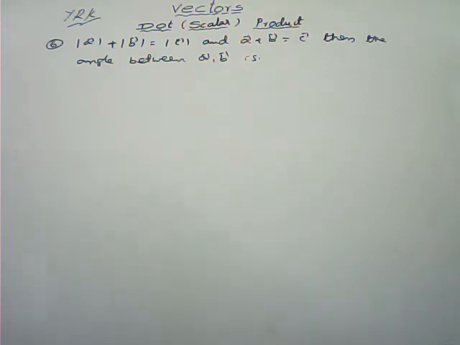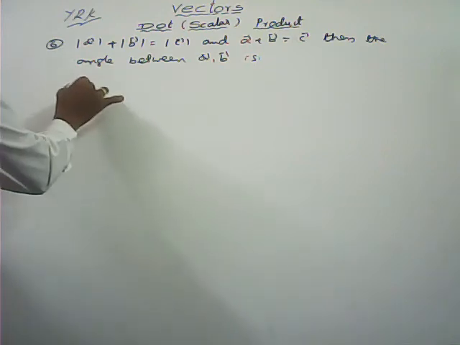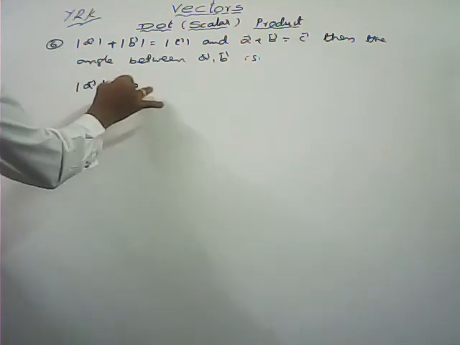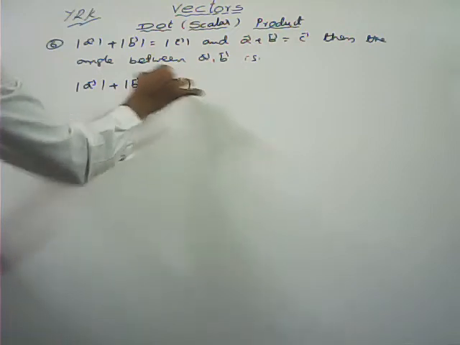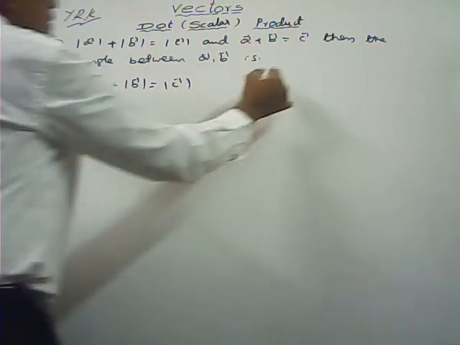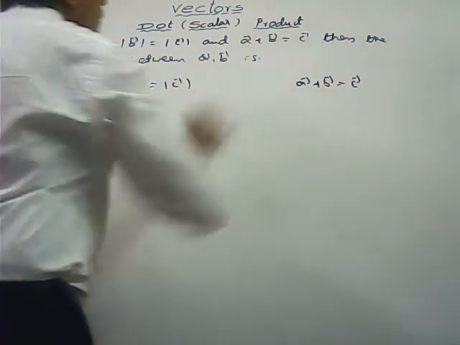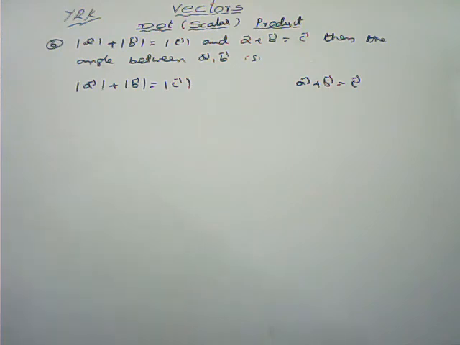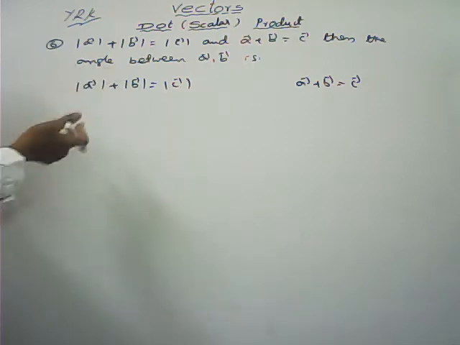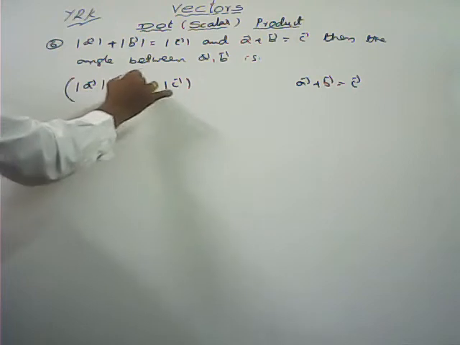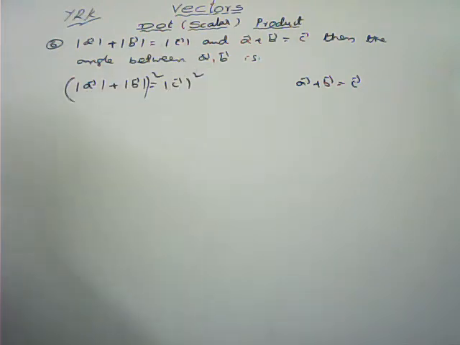Here modulus of A bar plus modulus of B bar, that is equals to modulus of C bar is given. And one more condition, A bar plus B bar, that is equals to C bar is given. From the two, by using the two relations here, we have to find the angle between A bar and B bar. Here all these three are scalars only. Like by taking the squaring on both sides here, both are scalars.